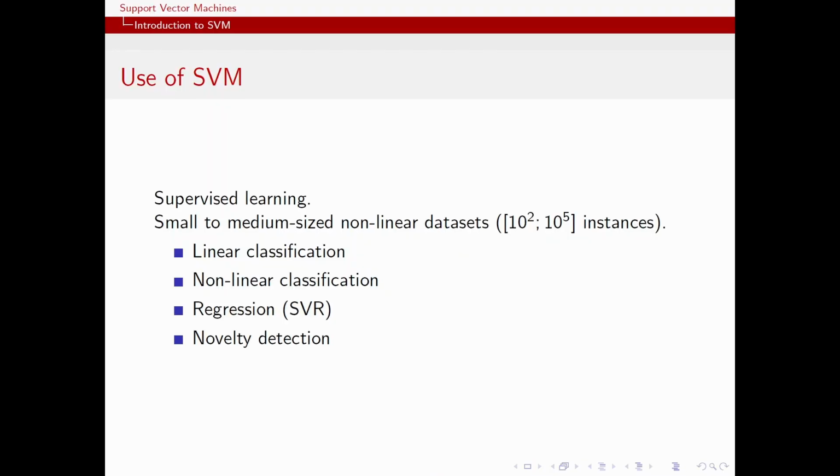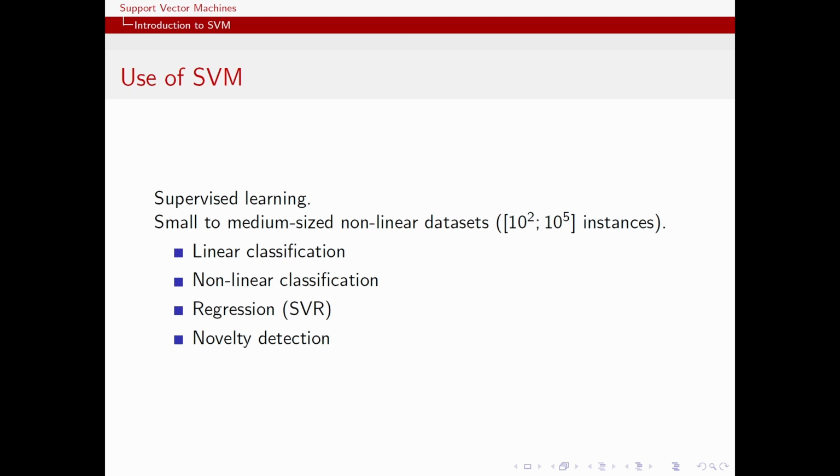Support vector machines, I will in general be using SVM as an abbreviation, is a supervised learning algorithm, which means that it learns from labeled training data to classify new and unseen examples. It is optimally used for small to medium-sized nonlinear datasets, and we're talking in hundreds to thousands of instances. In this particular video, we will be looking into linear classification. The next one will go over nonlinear classification.